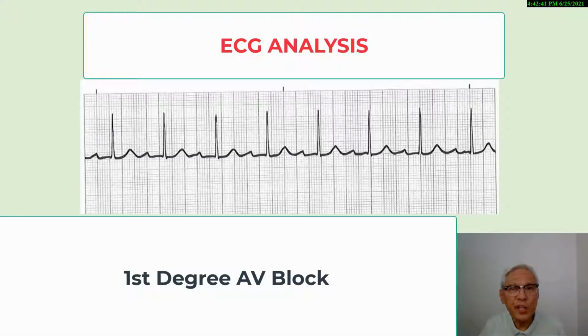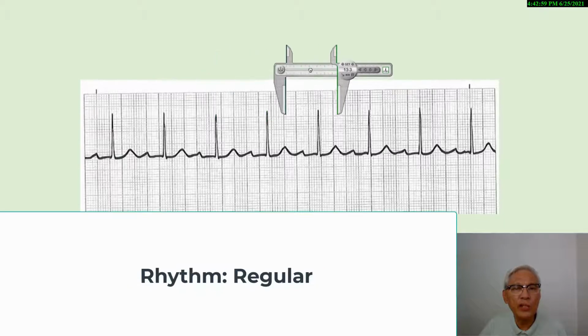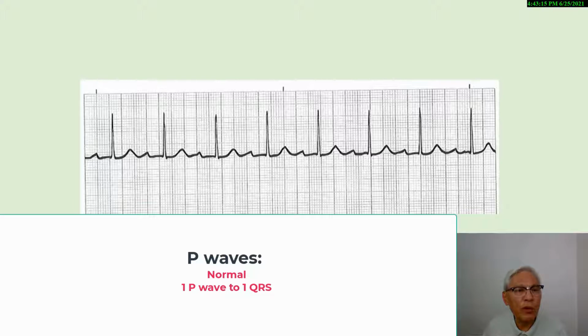Let's analyze an example of a first-degree AV block in an electrocardiogram. In this particular strip, the rhythm appears to be regular. So let's go ahead and use our caliper, and it looks like it is regular. Yes, it's regular. And the rate is 1, 2, 3, 4, 5, 6, 7, 8. It's 80. And the P waves are all present. They all look alike, and they're upright.